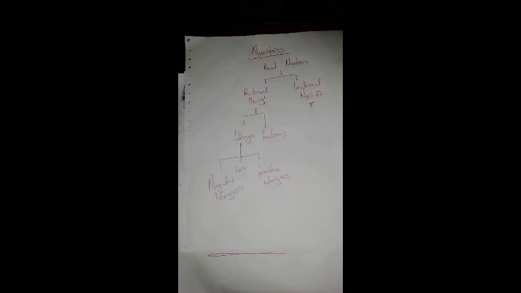And then rational numbers, we have fractions and integers. And then integers, any whole number is an integer. We have positive integers, negative integers, and zero. Zero is also an integer.